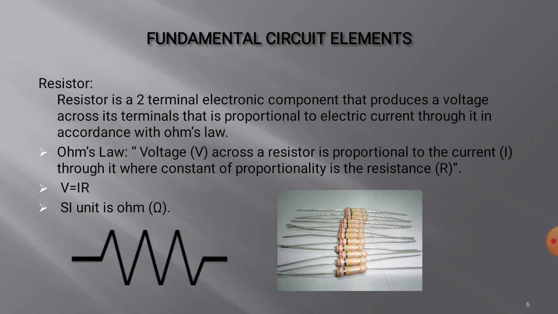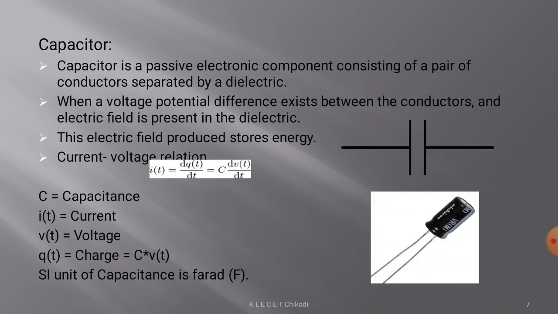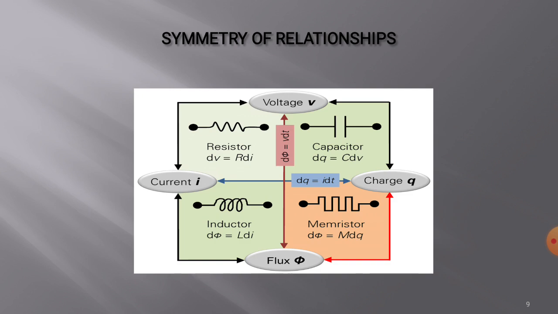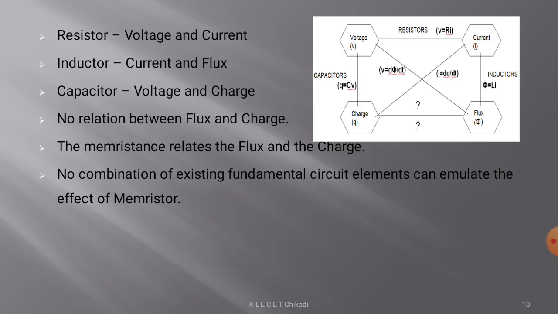The fundamental circuit elements include the resistor, capacitor and inductor. From these three elements, we can derive the symmetry of relationships for the memristor, where the resistor gives the relationship between voltage and current, inductor gives the relationship between current and flux, capacitor gives the relationship between voltage and charge, whereas there was no relationship between flux and charge. To identify that relationship, they developed the term memristance, which relates the flux and the charge.